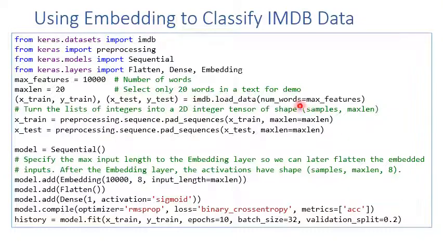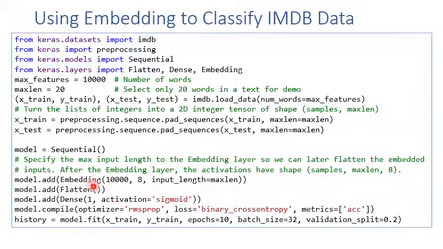So we load the data from the website, and then we do pre-processing, which needs to pad the sequence to cut the sequence to 20, and if the review is less than 20 words, then we pad zeros. So we use pad sequences and set the maximum length. Then we create the sequential model as usual.